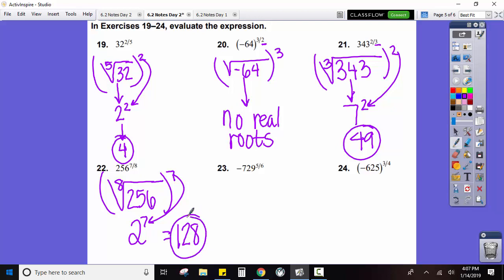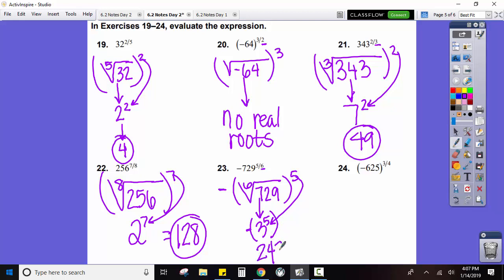Number 23. Now notice, the negative is outside the parentheses. So that means take the 6th root of 729, raise it to the 5th power, and throw the negative on at the end. The negative always comes at the end. So the 6th root of 729 is 3. Bring down the 5th power, put the negative out at the end. 3 to the 5th power is 243, and tack on the negative there, negative 243.